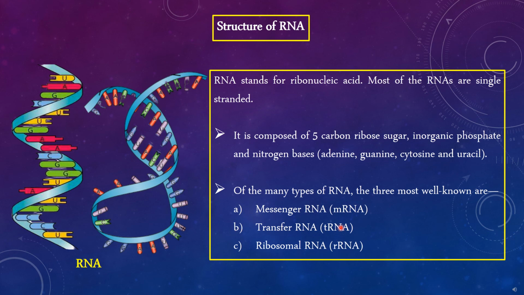Dear students, you have learned hereditary materials. The materials that pass traits from one generation to another are called hereditary materials. You have learned 3 hereditary materials: chromosome, DNA and RNA.